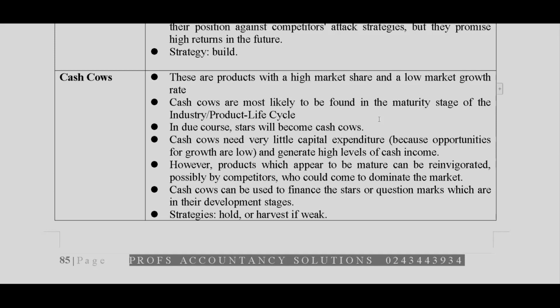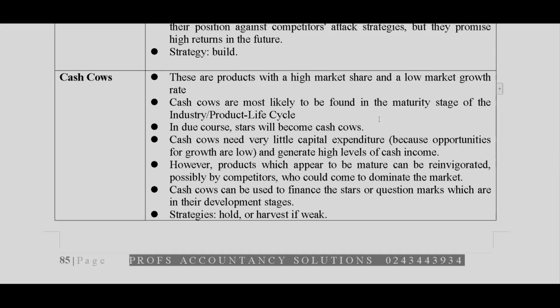of cash income. However, products which appear to be mature can be reinvigorated, possibly by competitors who could come to dominate the market. They can rebrand your product or bring one which looks superior to yours, though you have the market share already. You could see this in the IT industry. Look at the way people were using, for instance, Photoshop, and all of a sudden they've brought AI models. So all of a sudden, the old one, which is mature, people have just taken over with a new one. So that is what can be done.